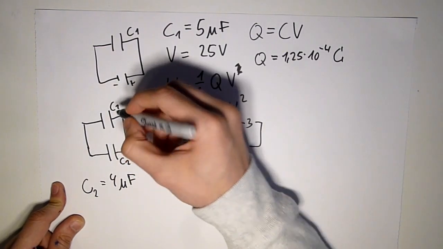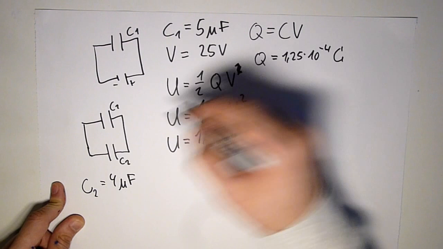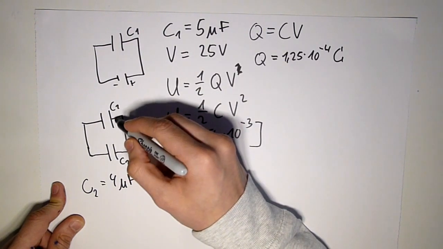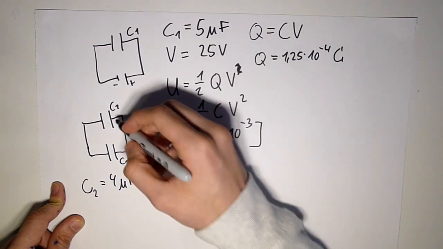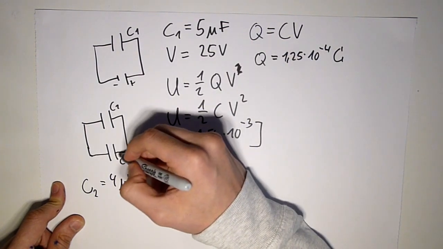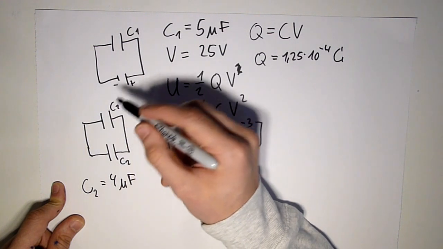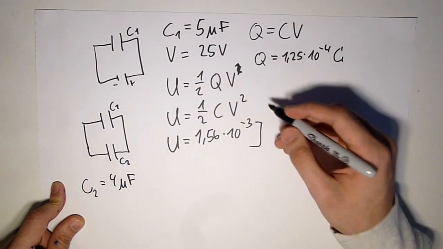Because see, the charge is going to stay the same here. Like, no electrons are added to this whole thing, so the charge is the same. But they are obviously going to redistribute here, and some of them are going to go into the second capacitor, and that will change the voltage, and we want to know the voltage.